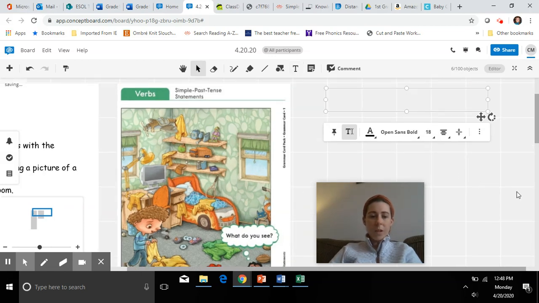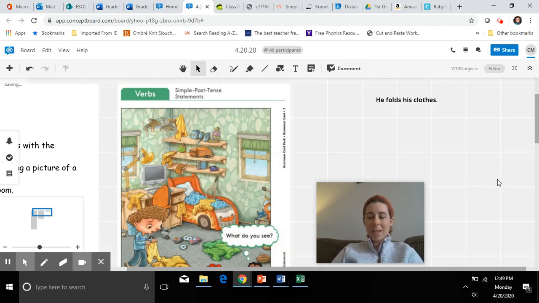There we go. Okay. What did the boy have to do to clean his room? I'm going to start with he. What is he doing with his clothes? Does he crumple them up? No, he has to fold them. Can you say fold? He folds his clothes. That's one thing that he has to do to clean his room.